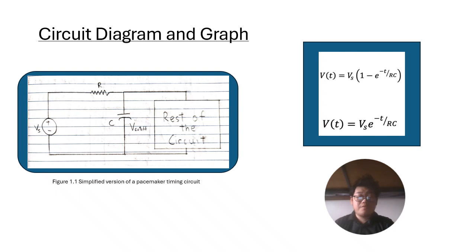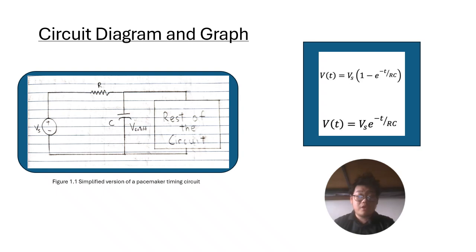The simplified version of the timing circuit of a pacemaker can be shown in this circuit diagram to my right here. It is a basic RC circuit with a voltage source, a resistor, and a capacitor. The value in the diagram, or the lack thereof, is just an example.